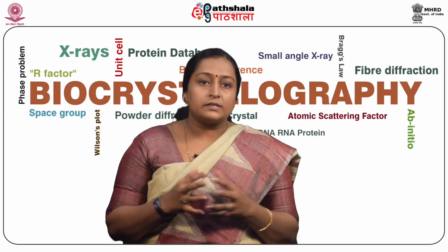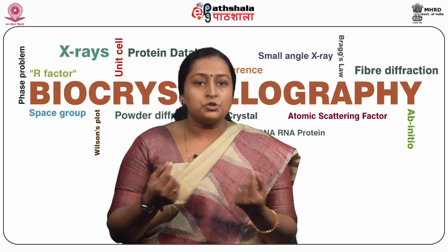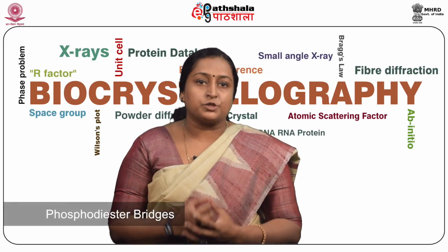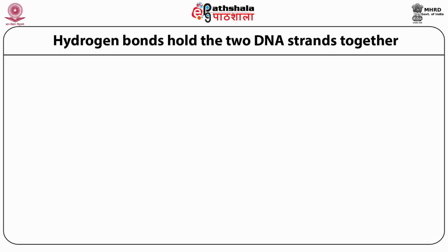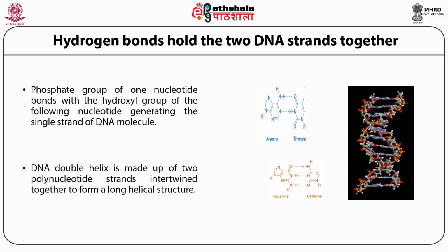In general, we can say that DNA is a polymer of nucleotides linked together by phosphodiester bridges. As we all know, hydrogen bonds hold two DNA strands together. The phosphate group of one nucleotide bonds with the hydroxyl group of the following nucleotide, thereby generating a single strand of DNA molecule. A DNA double helix is made up of two polynucleotide strands intertwined together to form a long helical structure.